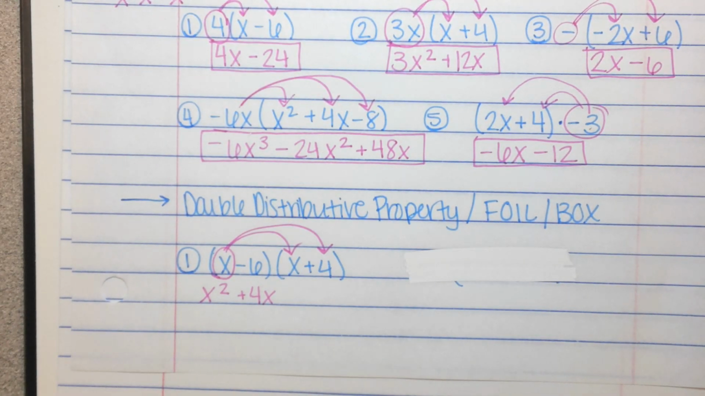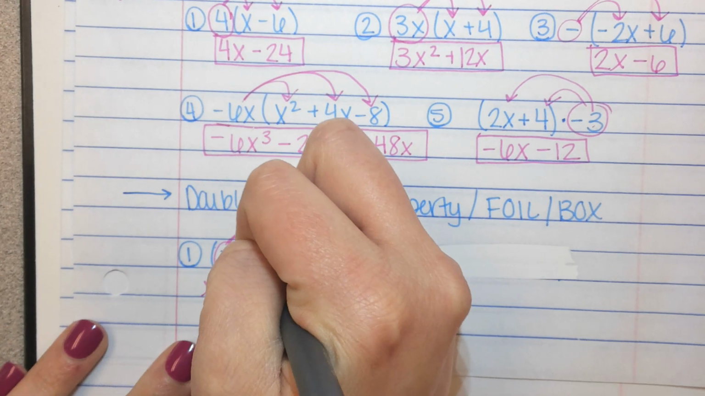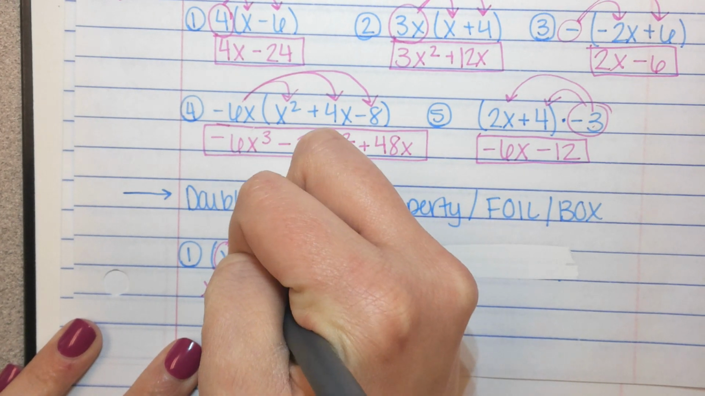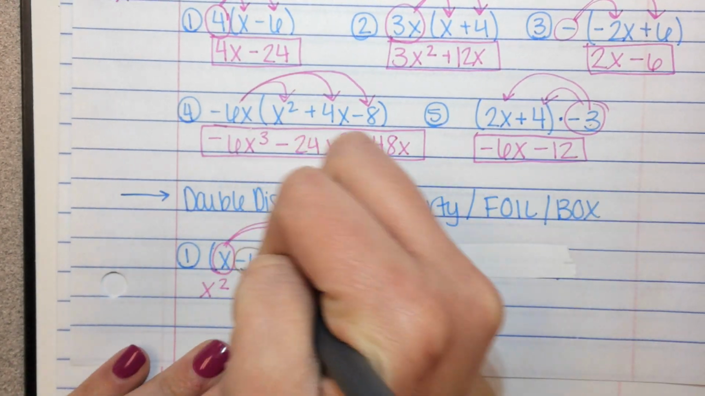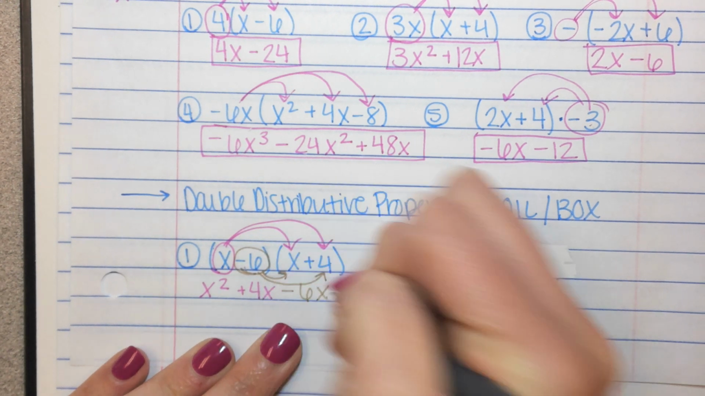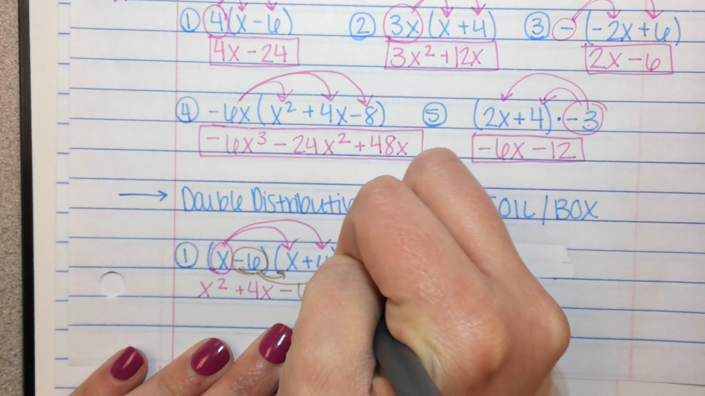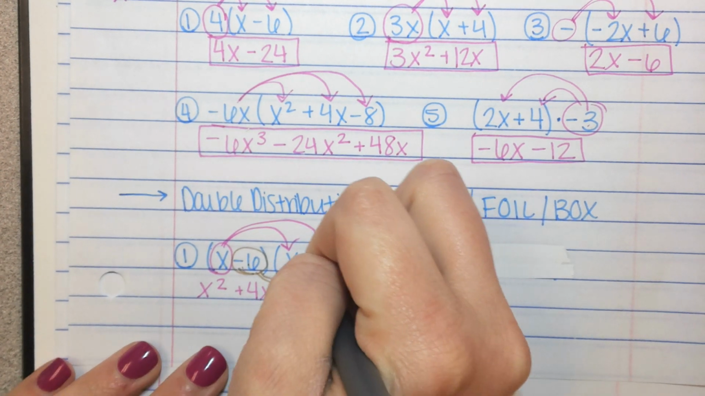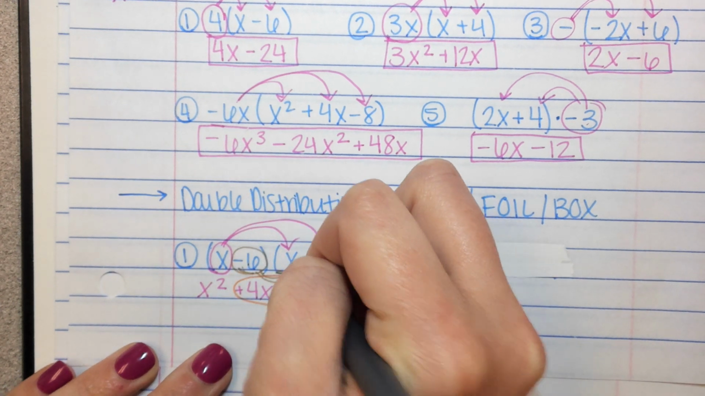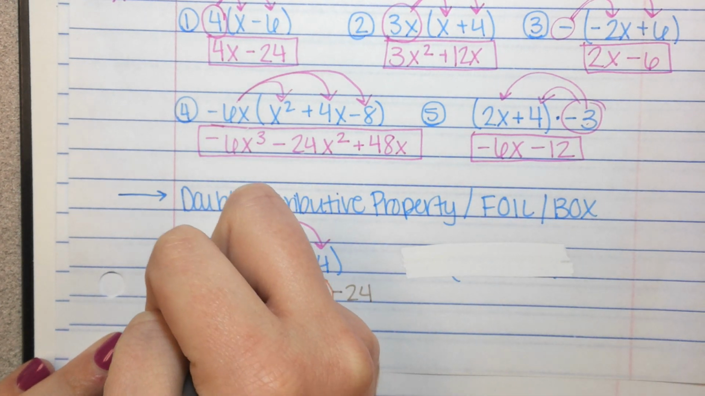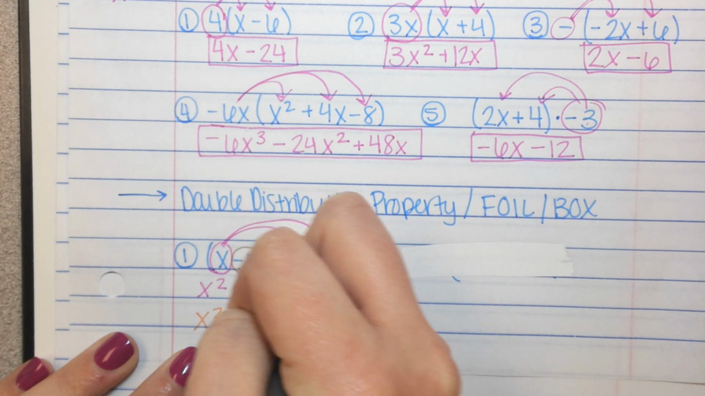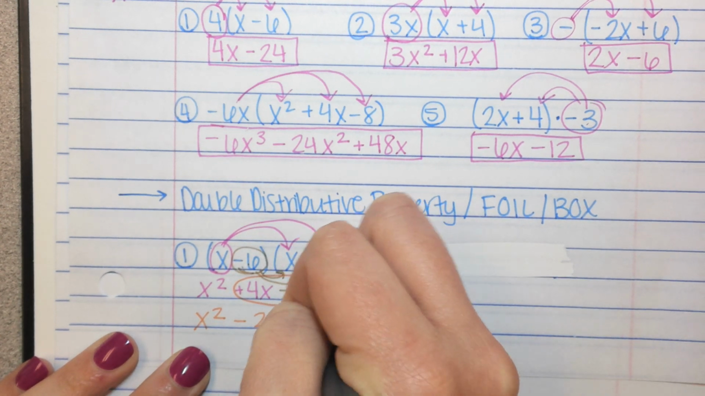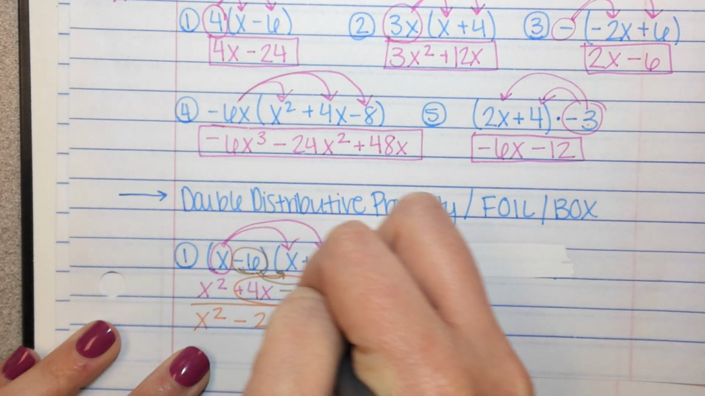Now, I'm going to distribute that second term, so that negative 6. I'm going to distribute that to both parts. So negative 6 times x is negative 6x. Negative 6 times 4 is negative 24. Now, you check for any like terms, and I do have some. So this 4x and negative 6x is alike. So I'm going to have x squared minus 2x minus 24. And that's my final answer.